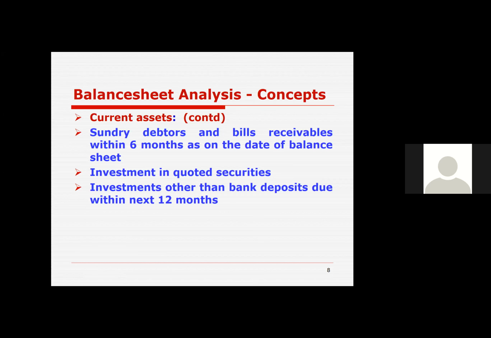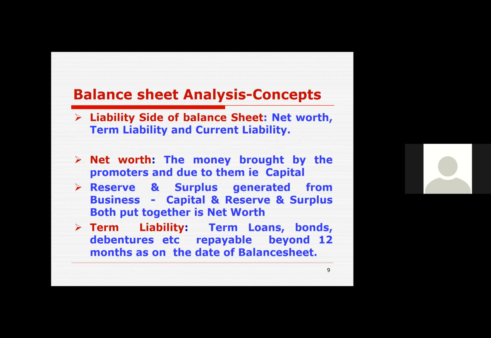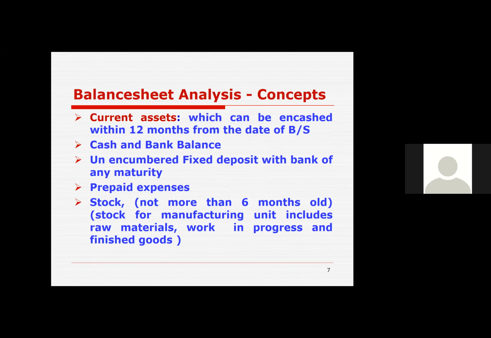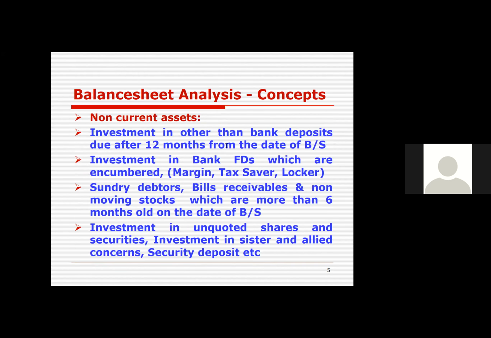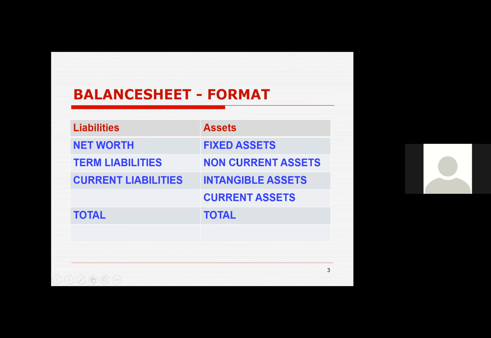So fixed assets, that is net of depreciation, then non-current assets, which the firm will get after 12 months from the date of the balance sheet. Then intangible assets, including accumulated loss, will come under intangible assets. And finally, the current assets, which are within 12 months. Then what is the liability side? First, I told you, in the case of a balance sheet, the asset side comprises fixed assets, non-current assets, intangible assets, and current assets, and the total. So it is the use of funds.